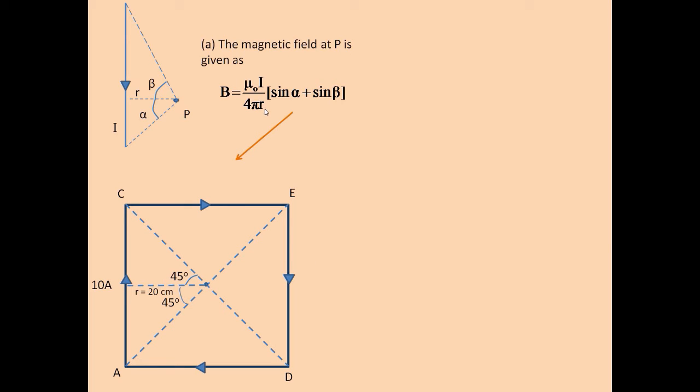Understand that mu naught I is 10, R is 0.2 meter, alpha 45, beta 45. Substitute 4 into this, because this is only for one conductor AC, multiply by 4. So 4 into mu naught I is 10, 4 pi r, where 20 centimeter converted into meter gives you 0.2 meter. Then sin 45 plus sin 45, because sin alpha plus sin beta. Substitute the values, simplify, you will get the answer as 28.3 micro Tesla. Magnetic field at the center, 28.3 micro Tesla. Of course, it will be into the plane of the diagram.